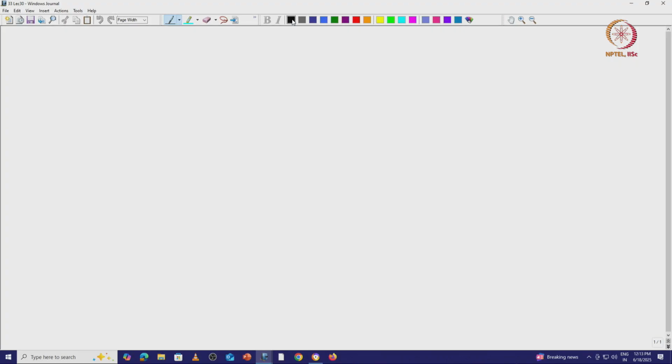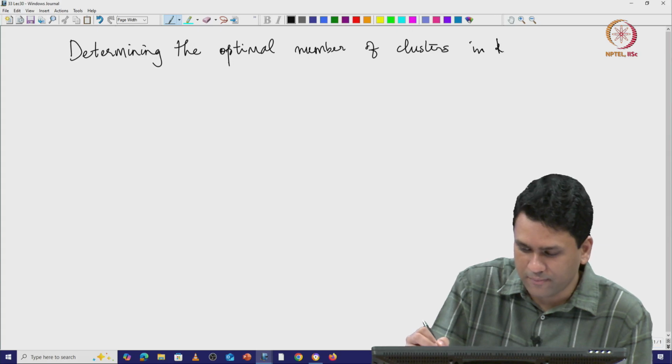Okay. So, the first topic at hand is to determine the optimal number of clusters in K-means clustering.